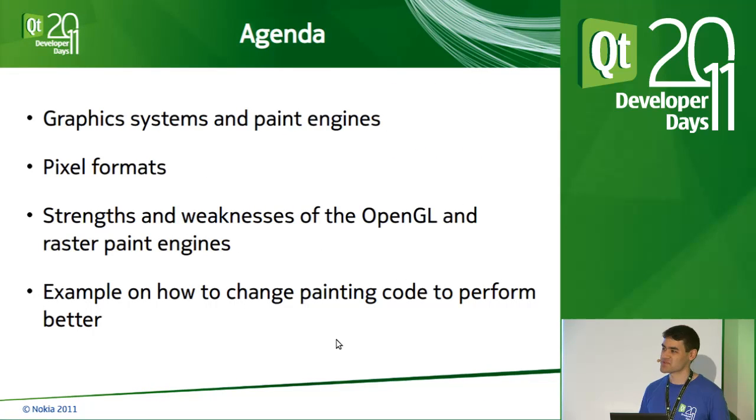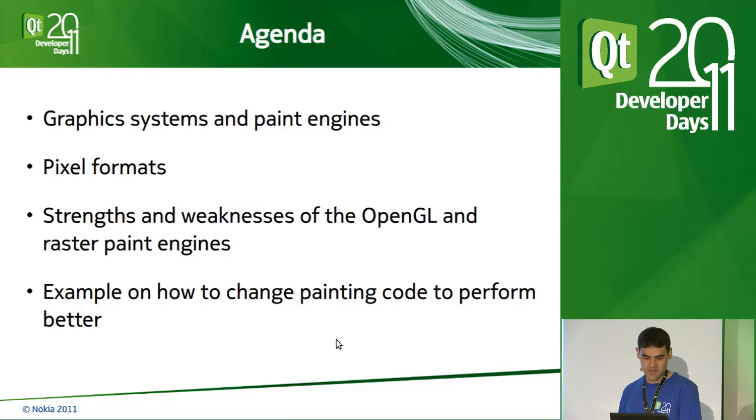In this presentation I'm going to cover briefly graphic systems and paint engines. I'm going to say a couple of words about pixel formats. And then I'm going through strengths and weaknesses of the OpenGL and Raster paint engines in more detail. And I'm going to go through some of the features one by one to see how the features affect the performance. And in the end, I'll go through an example program where we go through some steps on how to improve the performance of this example.